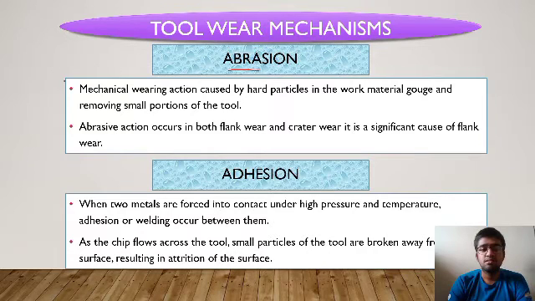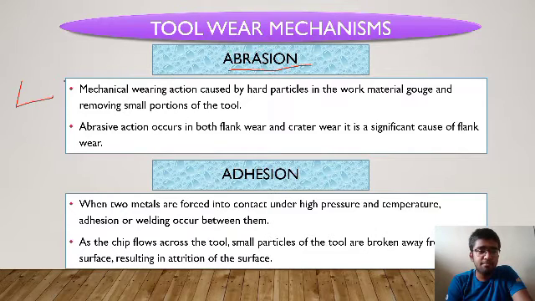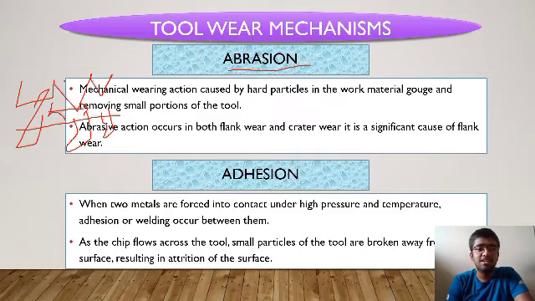The first one, in order of preference, is abrasion. Abrasive wear is nothing but a harder material scratching the softer material, and due to this scratching to and fro, this will promote ploughing of the soft material like this. It ploughs and takes away the work material, sorry, tool material. This wears the tool.